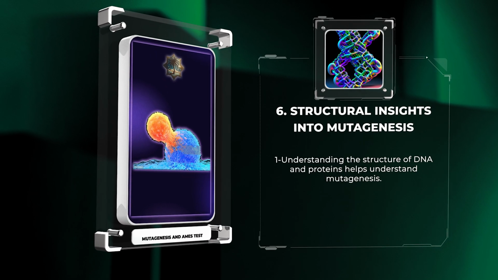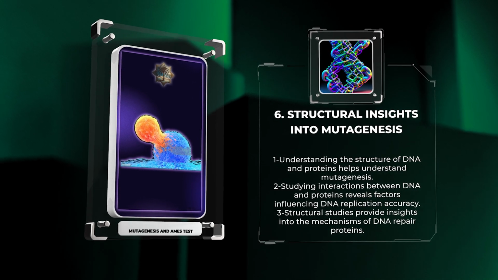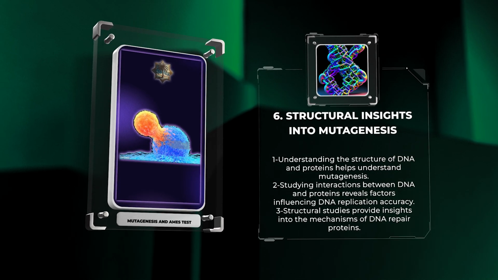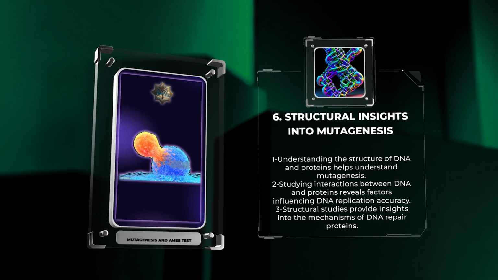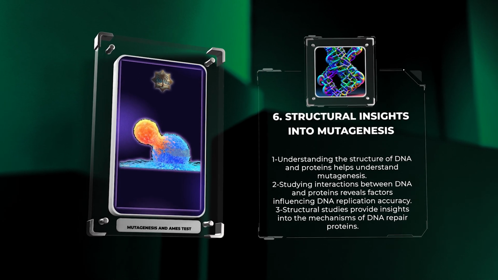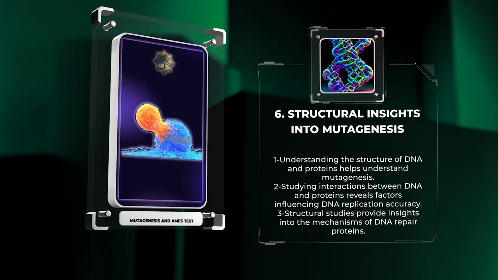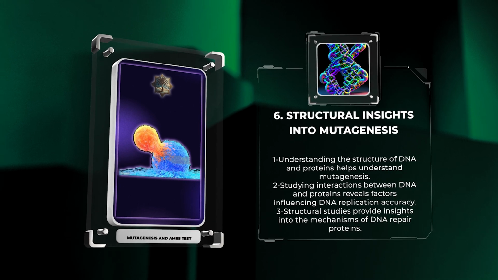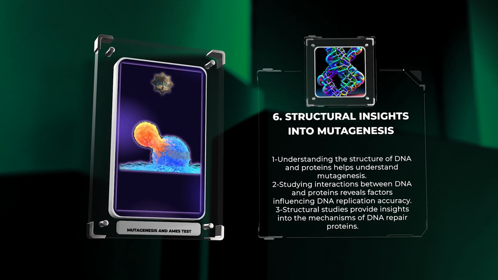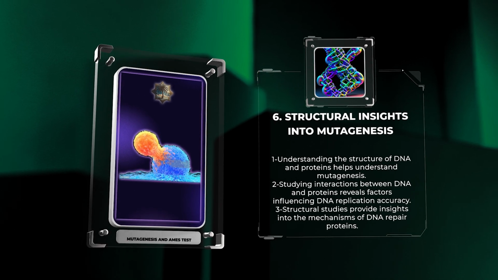In this video, we will explore how understanding the structure of DNA and proteins involved in mutagenesis helps us understand how mutations occur and how they can be repaired. By studying the interactions between DNA and proteins, we can learn more about the factors that influence accurate DNA replication. We will also see how structural studies have provided insights into the mechanisms of DNA repair proteins. By combining structural biology with other research techniques, we can gain a better understanding of mutagenesis and potentially develop new therapies.